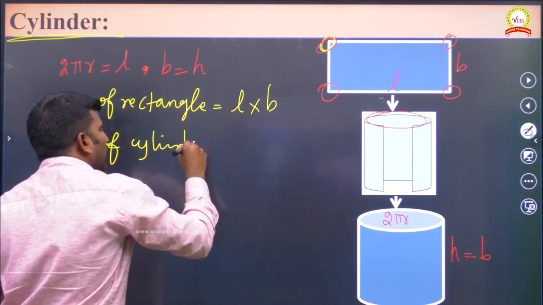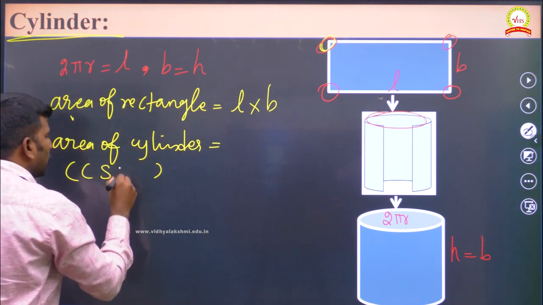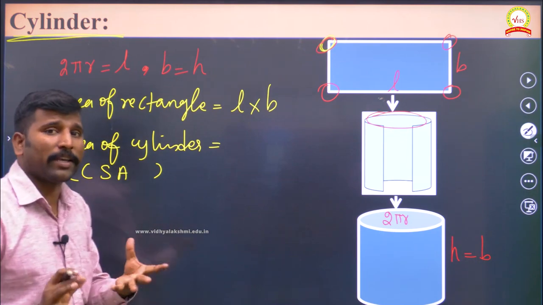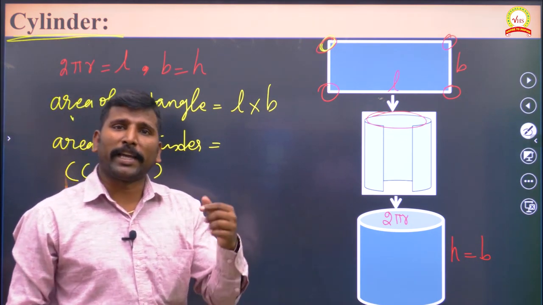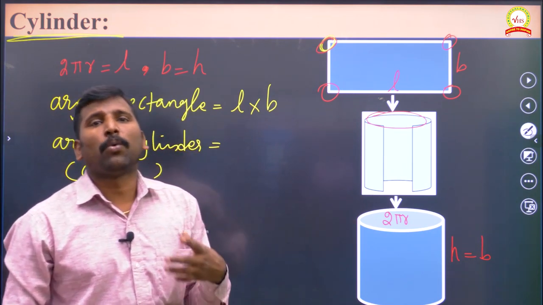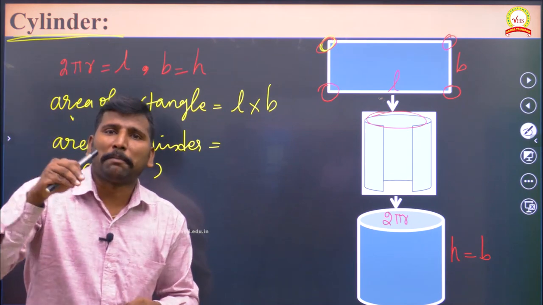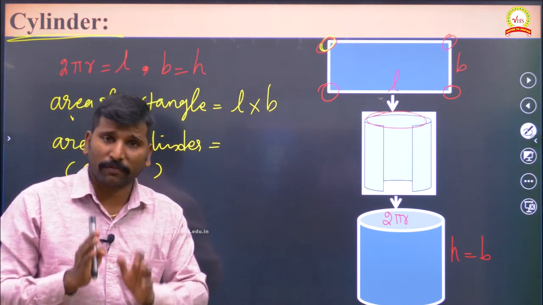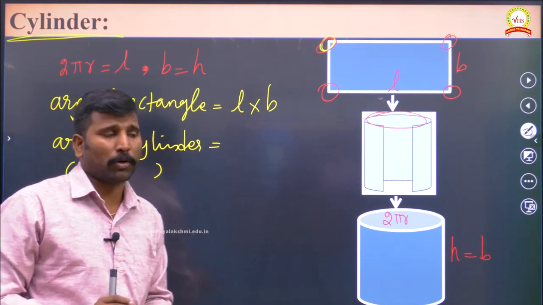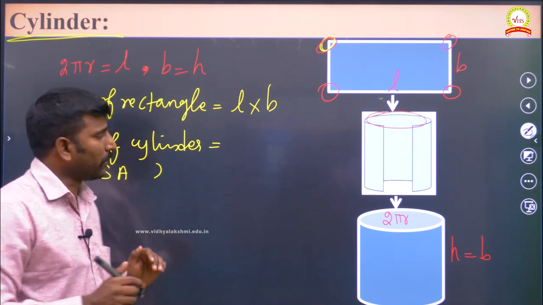Generally, area of cylinder we use only for CSA, curved surface area. If you say area, that is the curved surface area only. Total surface area, as I told you in my previous video, means we have to add the top area and bottom area to the CSA. That is what we call the total surface area. Understand children? That is very important. In general, the area we use is only the curved surface area.